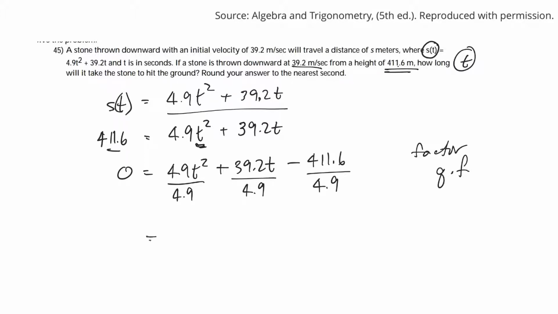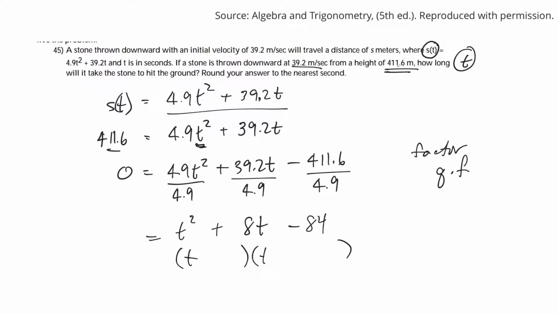So the first one would be a t squared for sure. 39.2 divided by 4.9. Oh yeah, 8t. This is the clincher. 411.6 divided by 4.9. Yes, 84. Minus 84. Okay, so now I would try and factor that.